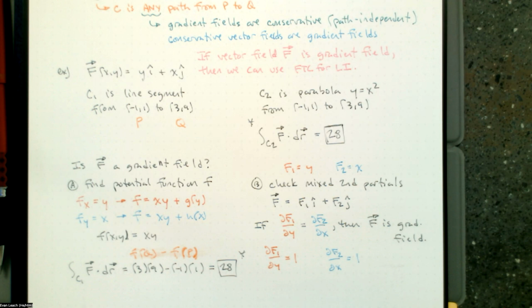You want to think about things like conservation of momentum, conservation of mass, conservation of energy. It's that kind of conservation. That's why we call it a potential function. We're looking at F of Q minus F of P. That's the difference, the change in the potential function.